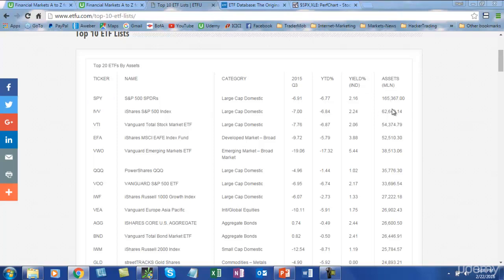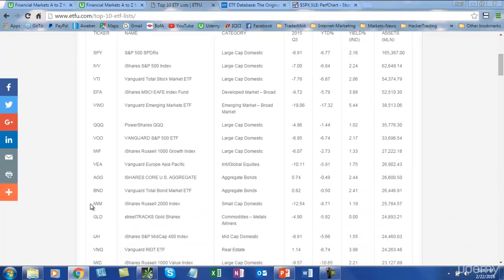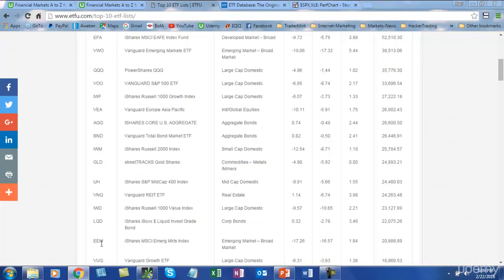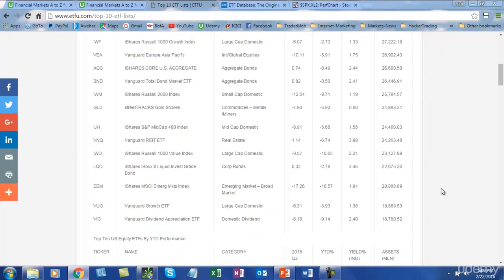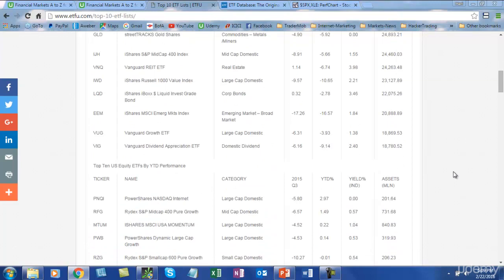And then you have various other large ones: 62 billion, 54 billion, 52 billion, 38 billion. QQQ is the main NASDAQ index ETF. So if you wanted to trade the NASDAQ 100, you could buy shares of the QQQ. That's also about 35 billion. Similarly, you have all kinds of ETFs here. These are the Russell. The gold ETF is also a big one. It's 24 billion. GLD is a very popular ETF as well. You have EEM, which is the main emerging markets ETF. That's about 20 billion. So these are some of the ETFs that we'll be looking at as we go into this section.